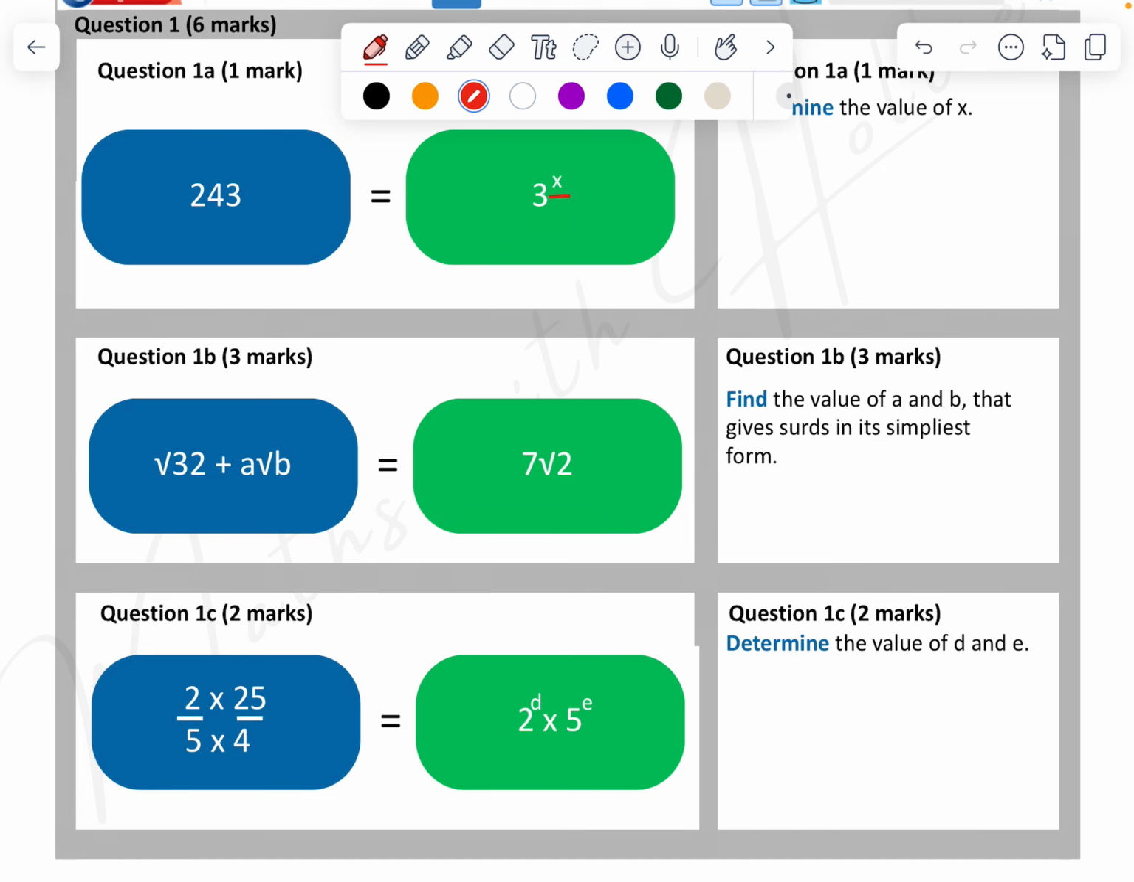So the first question, you just need to work out what the value of x is. This one could be a little bit trial and error. So just try some. 3 to the power of 5 will get you 243.